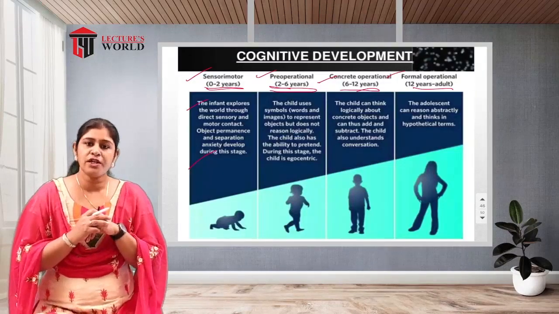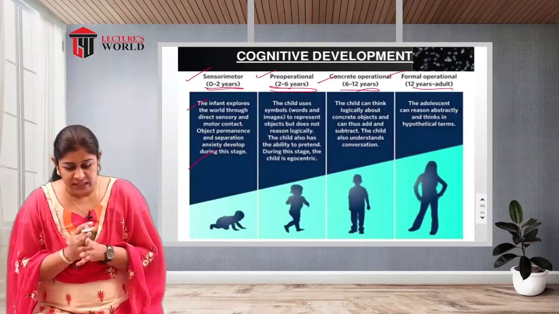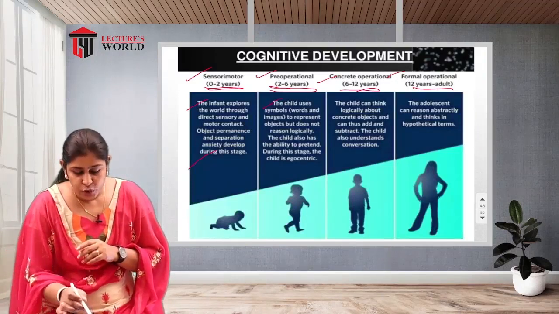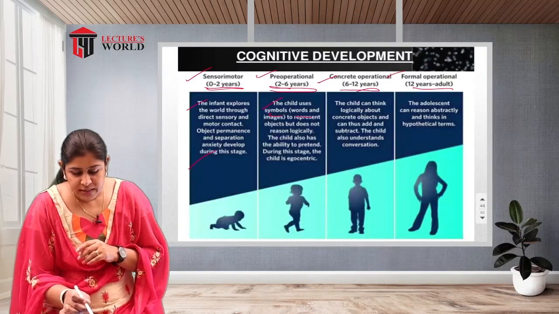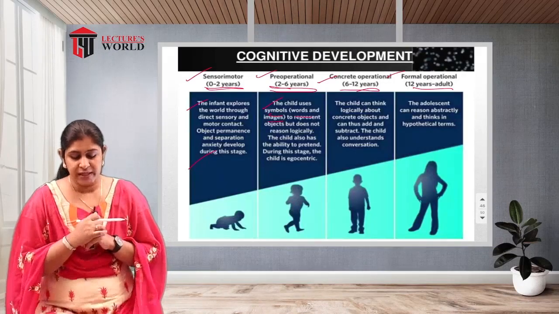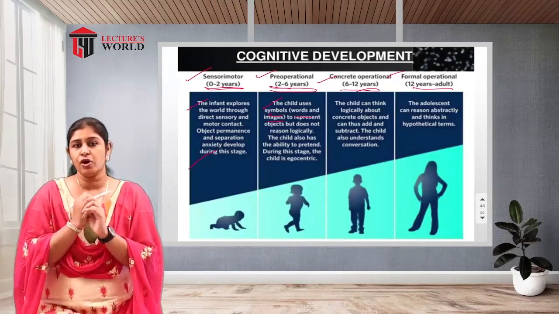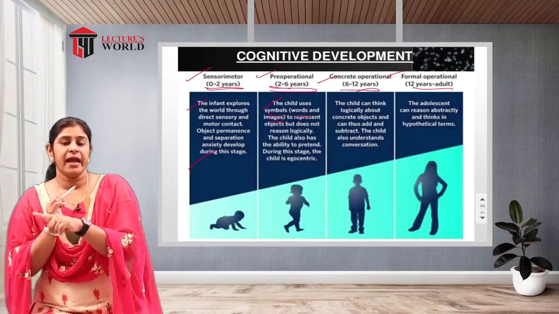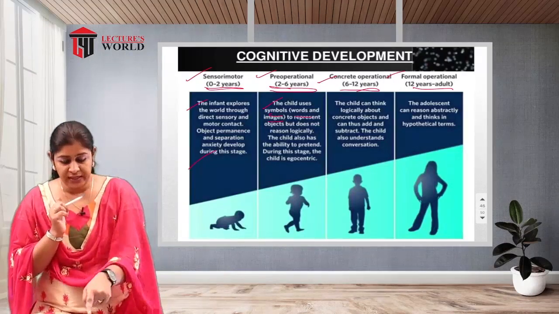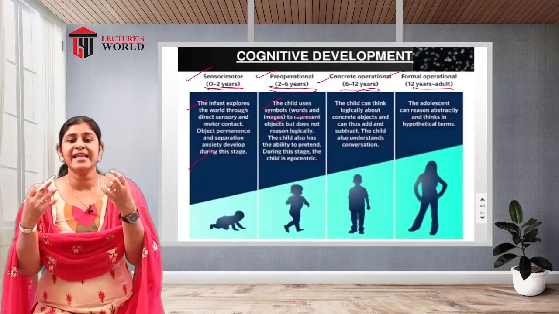Next comes the pre-operational stage, that is 2 to 6 years, in which the child uses symbols, words, and images to represent objects but does not reason logically. So what is this stage? That is 2 to 6 years, the start of the toddler stage and the end of the preschooler stage. In this stage, the child develops linguistic skills.